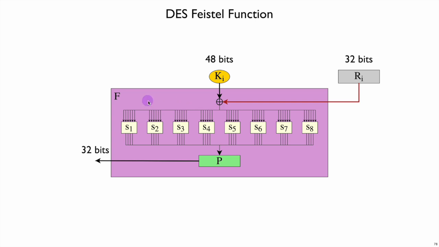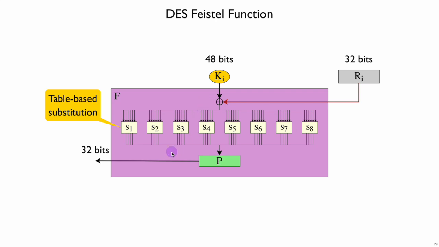And then what the Feistel function f does is it takes each of those bits and feeds it into one of these boxes, S1 through S8. So S1 through S8, S stands for substitution. It gets a 6-bit number and it produces a 4-bit number. So every 6-bit number is mapped to some 4-bit number.